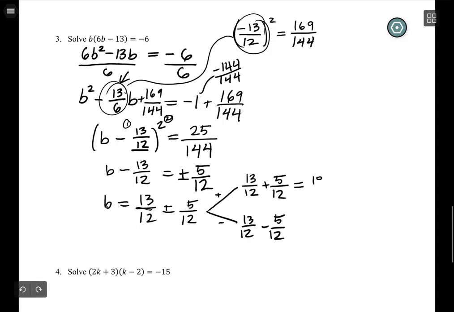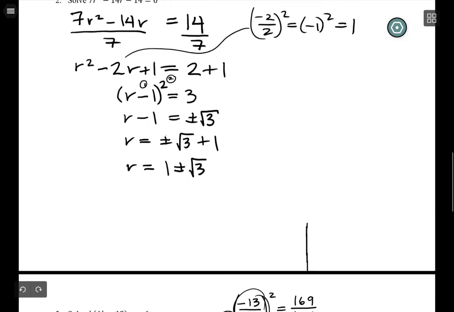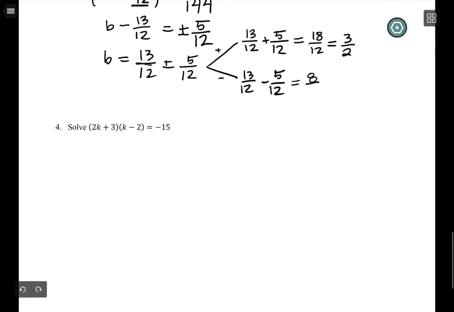So I get 18 over 12 for the plus. I can divide 6 out of that, and I get 3/2, 1 1/2. And then 8 over 12 for the bottom. Okay, what can I take out of that? 4. Yep, 2/3. Hey, I kind of like it. So these are our answers: 3/2 or 2/3.